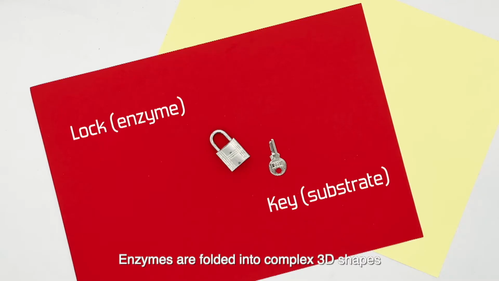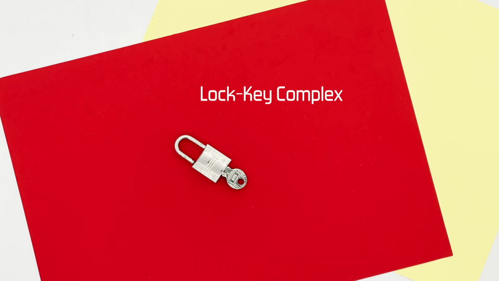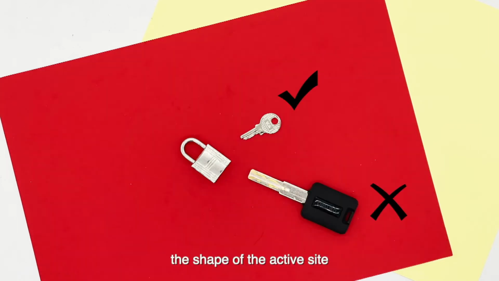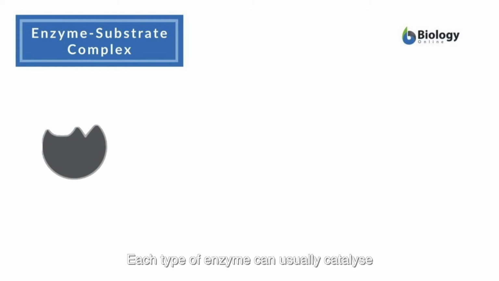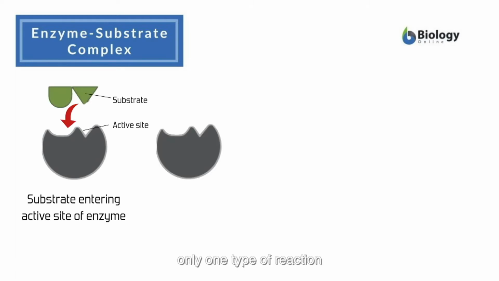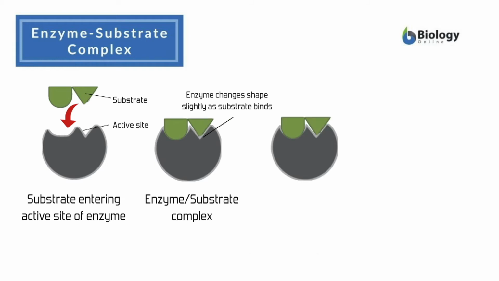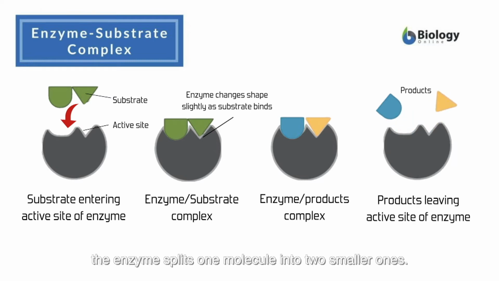Enzymes are folded into complex three-dimensional shapes that allow smaller molecules to fit into them. The place where these molecules fit is called the active site. In the lock and key hypothesis, the shape of the active site matches the shape of its substrate molecules. This makes enzymes highly specific. Each type of enzyme can usually catalyze only one type of reaction. Some may catalyze a few types of reactions. The diagram shows how this works. In the example, the enzyme splits one molecule into two smaller ones.